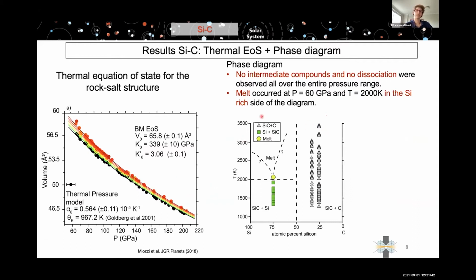We also tried to determine the phase diagram for the SiC system. And we did so by using samples with different stoichiometry, either enriched in silicon or enriched in carbon. What we discovered was that we didn't observe an intermediate compound, or any dissociation of SiC into Si plus C. But what we observed was one melting point on the silicon-rich side of the system and no melting point on the carbon-rich side of the system. So the assemblage SiC plus carbon was stable in all the pressure and temperature range.